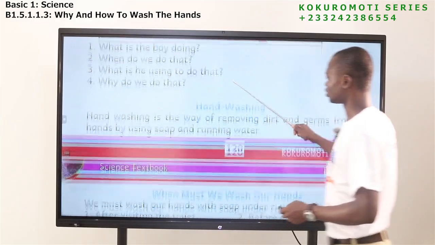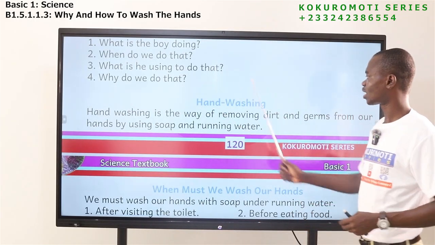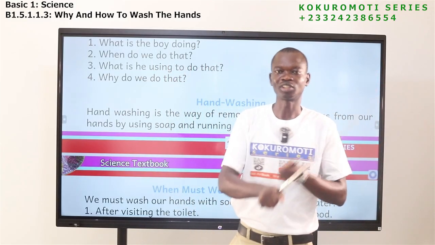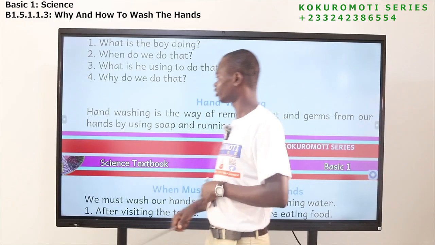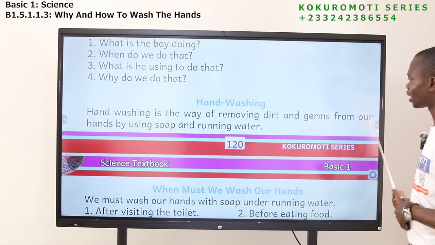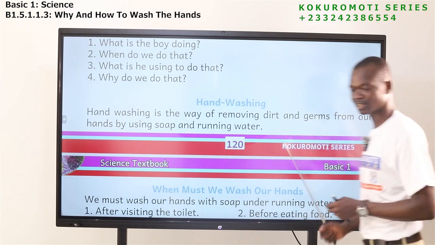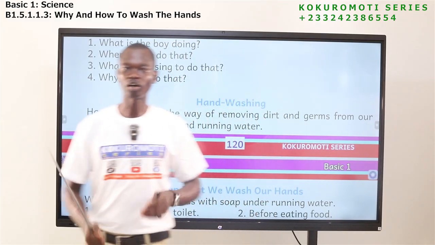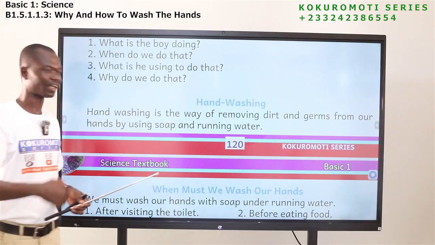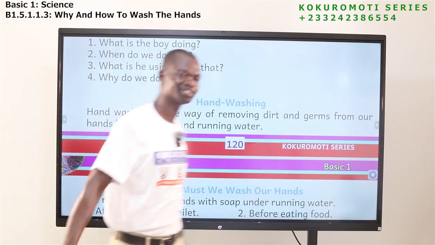Okay. Now let's continue. We are looking at hand washing. All of you, hand washing. These are our hands, and this is how washing is done. You see? Okay, so hand washing is a way of removing dirt and germs from our hands by using soap and running water. Listen to me. A way of removing dirt and germs from our hands by using what? Soap and running water. It is not just water, running water.